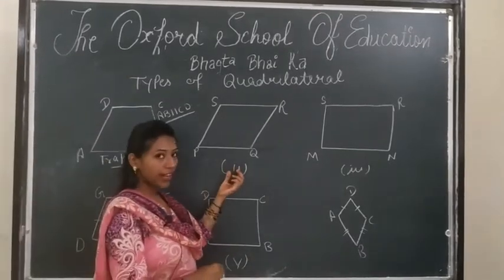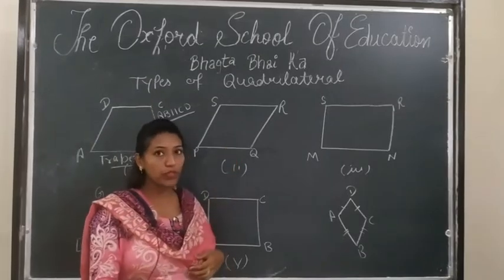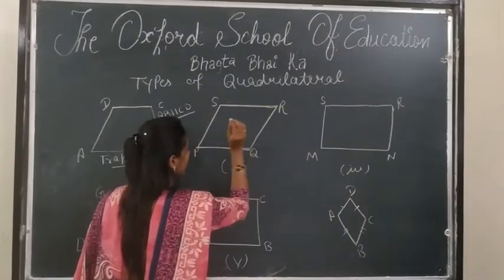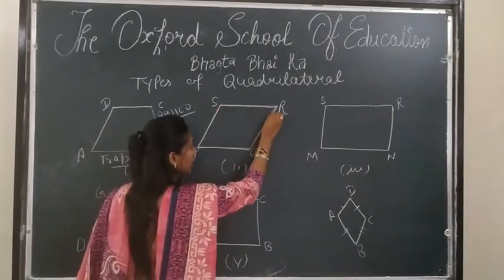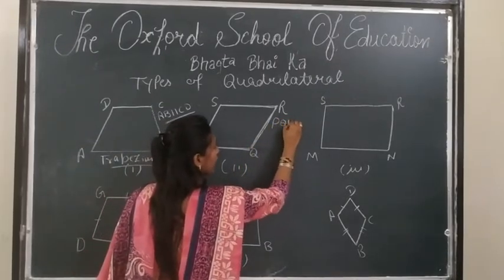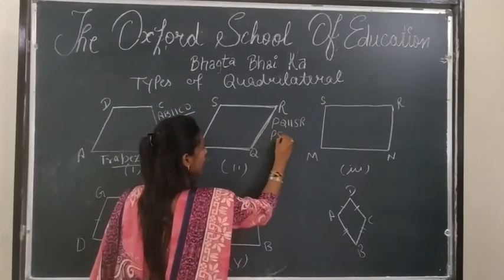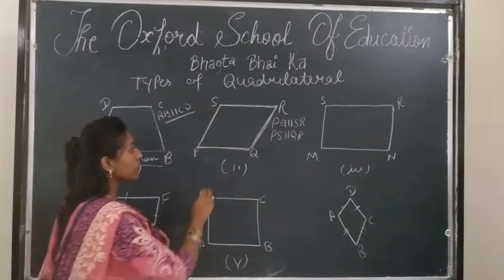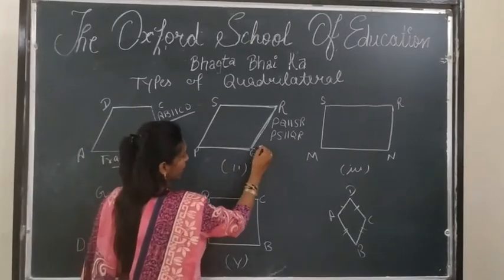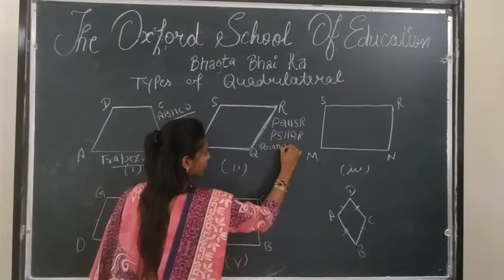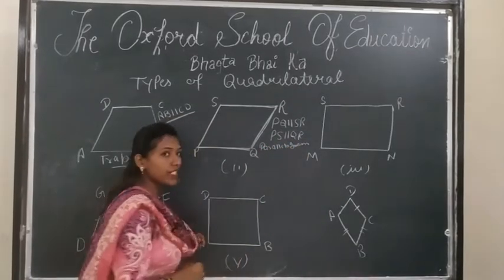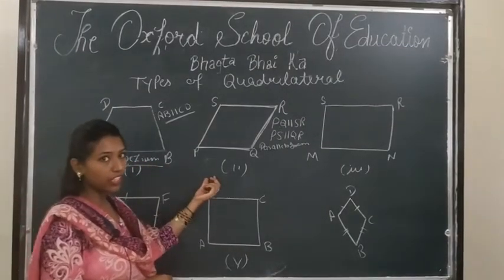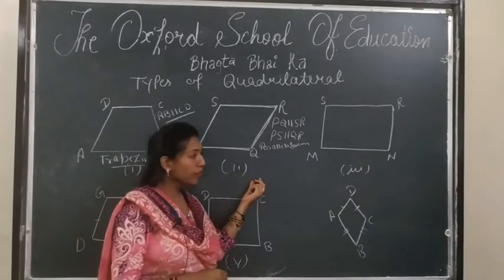In the second diagram, both pairs of opposite sides are parallel. Side PQ is parallel to side SR and side PS is parallel to QR. So both pairs of opposite sides are parallel, and this figure is called a parallelogram. So what is the difference between first and second? In the first, only one pair of opposite sides are parallel, but in the second, both pairs of opposite sides are parallel.